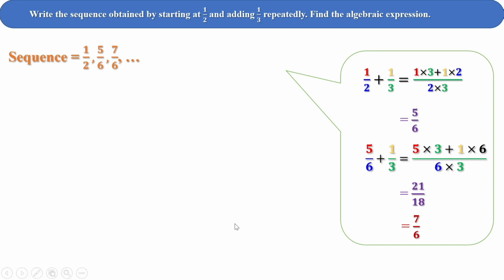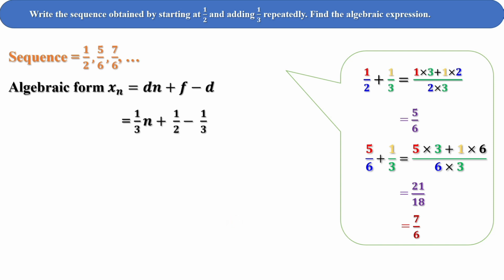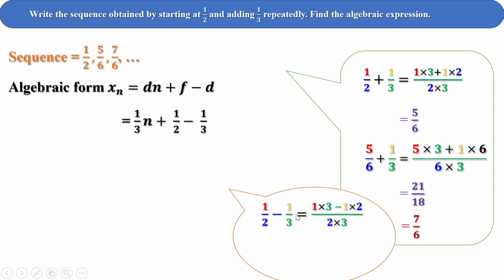Here the first term is 1/2 and the common difference is 1/3. We know the algebraic expression is xn = dn + f - d. Replacing the values, we get (1/3)n + 1/2 - 1/3. How can you subtract 1/3 from 1/2? 1 into 3 is 3 minus 1 into 2 is 2, and in the denominator 2 into 3, that is 1/6. So simplifying, we can write (1/3)n + 1/6. So this is the algebraic form of this arithmetic sequence.